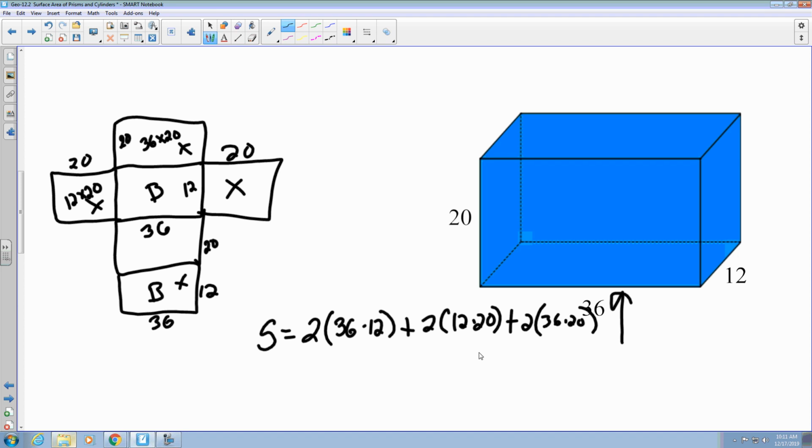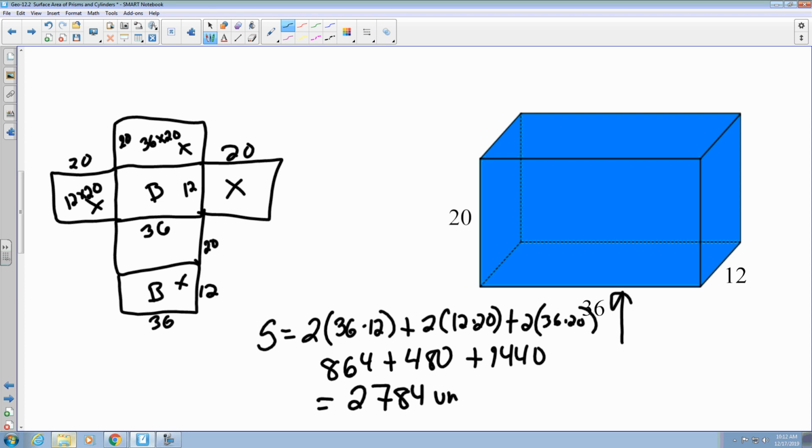So to go about solving this one, I got 36 times 12 times 2. I get 864, plus 12 times 20 times 2 gives me 480, plus 36 times 20 times 2 gives me 1440. Let's add those together. So 1440 plus 480 plus 864 gives me a surface area of 2,784 square units.